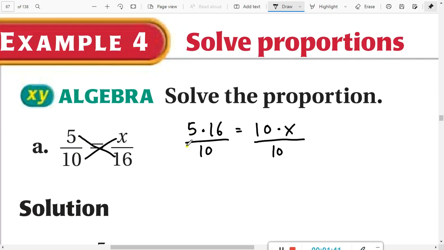And you can use a calculator, but in some cases, it's easier to just cancel. Okay, of course, the 10s cancel here, but I know 10 divided by 5 is just 2. Okay, and 16 divided by 2 is just 8. So x equals 8.